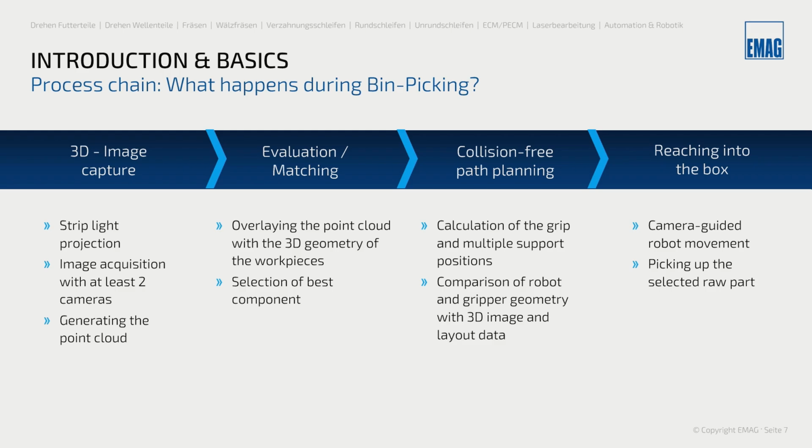With that done, we are at the reaching-into-the-box point where the robot starts its movement to pick up the part. And here we have to say, as a little notice, camera-guided robot movement does not mean that the camera always looks at what the robot is doing, but it more means that the camera checked where the robot can go and then tells it to do so.